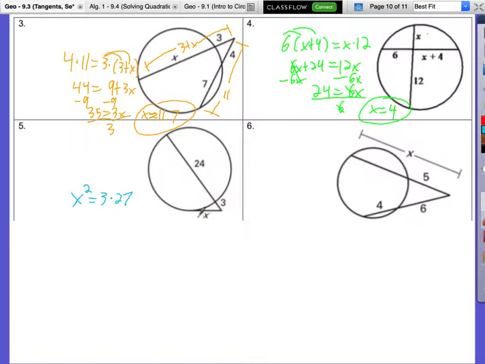Whatever is there times itself. And the secant, you do the same thing we've been doing the whole time: the external times the whole. 3 times 27. So x squared will equal what? X squared would equal 81. And then it would just be the square root, and that would be 9. X will equal 9.